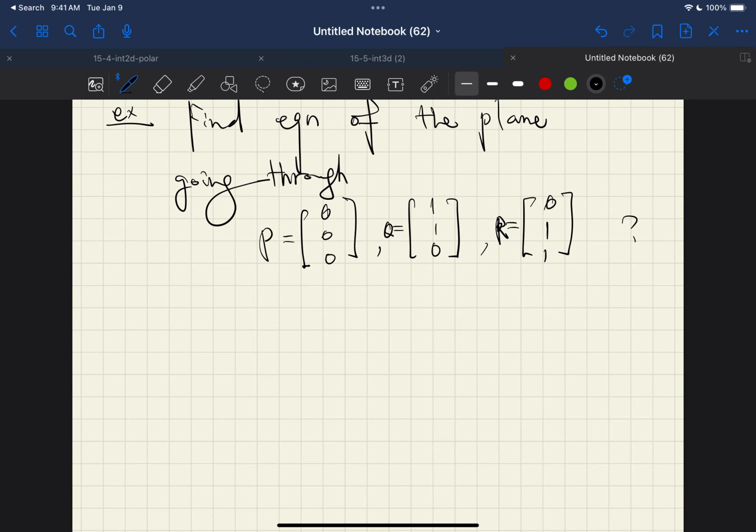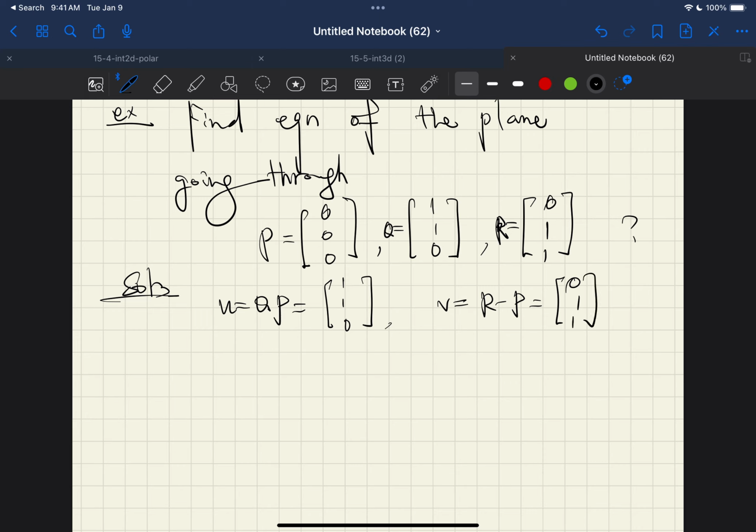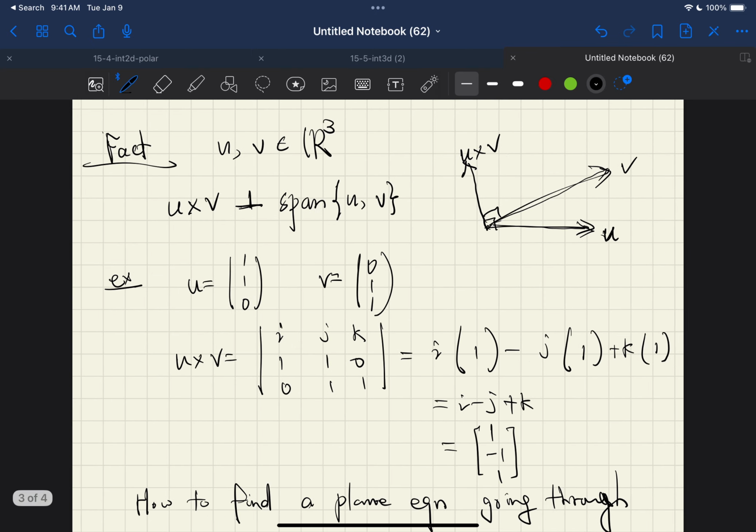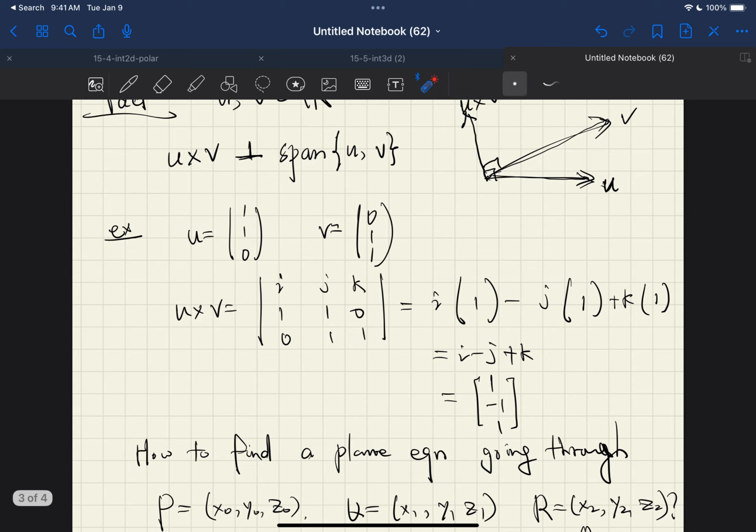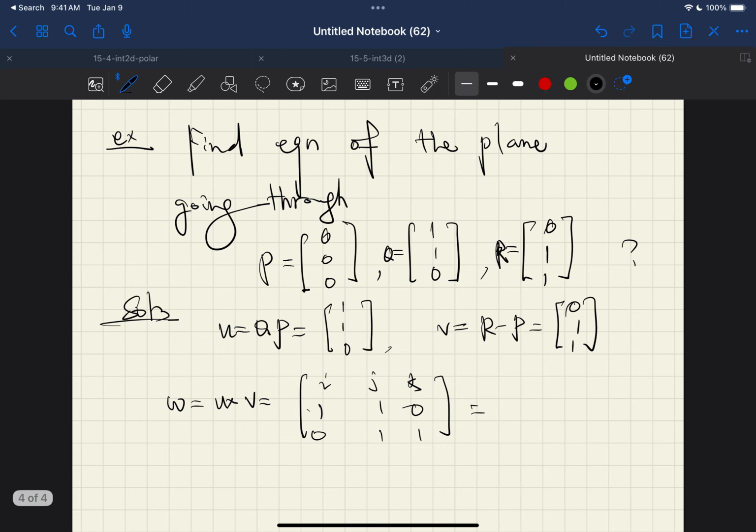So first we find that U equals Q minus P, which is basically 1, 1, 0, and V equals R minus P, which is 0, 1, 1. And then W is U cross V, which is i, j, k, 1, 1, 0, 0, 1, 1, which was solved here. So we already solved it here. It's 1, negative 1, 1.